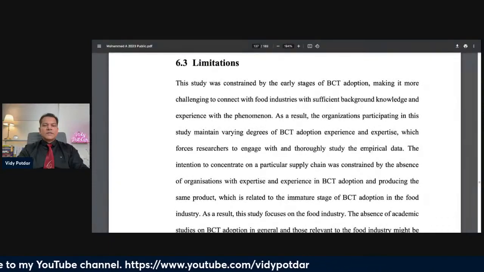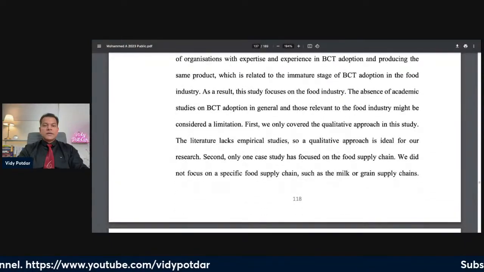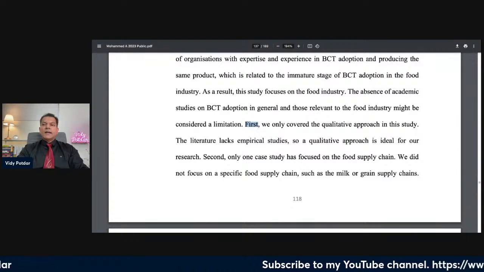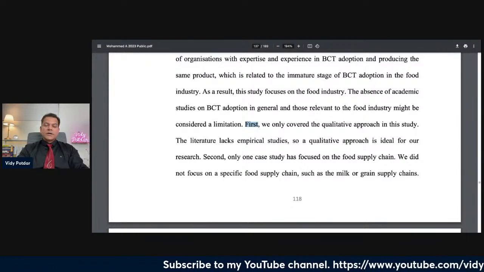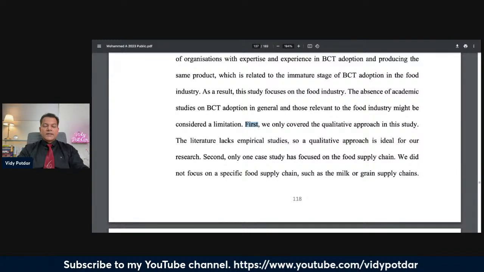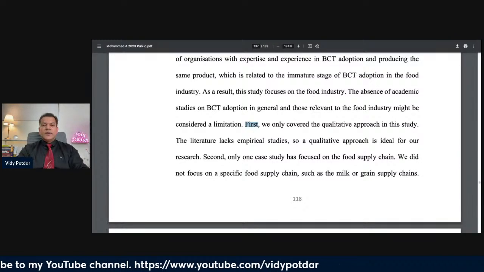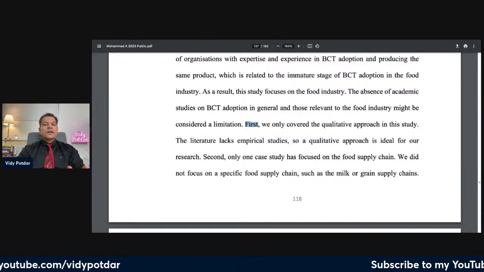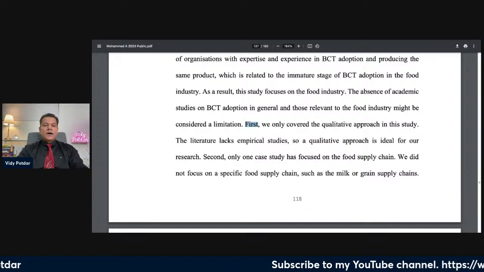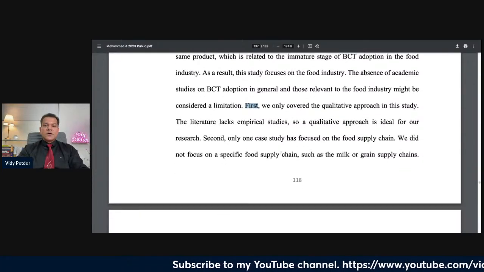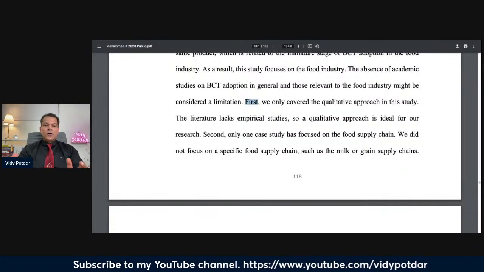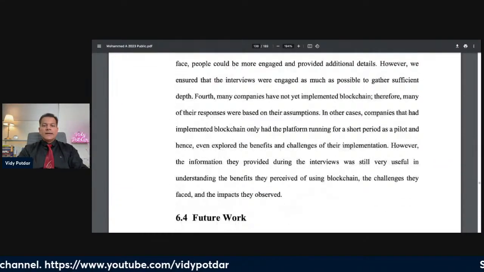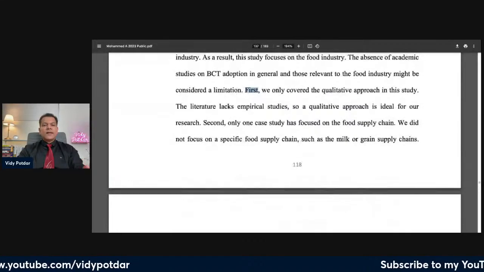Then if you look at the limitations, limitations are also important, because this gives you an idea on where and what you can do further. Because if these are the limitations of this study, your research can answer or solve these limitations. That's how you extend or move the research field forward. So looking at the limitations is important, and quickly find the limitations.